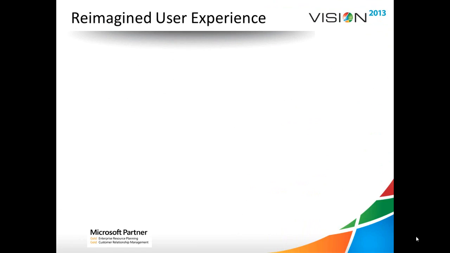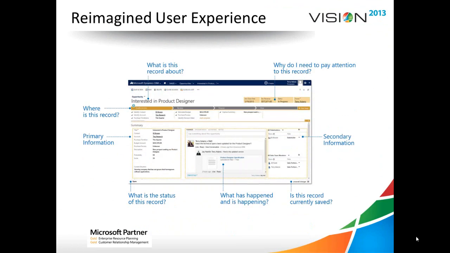As you can see by this slide, the user experience is very, very different than the previous application. If we look at this screen, we can see several things there. First of all, what is this record all about? Which you can see on the top left. It says an opportunity. Somebody is interested in a product designer. Number two, why do I need to pay attention to the record? Top right, which shows us when it's supposed to close, what's the amount, etc.